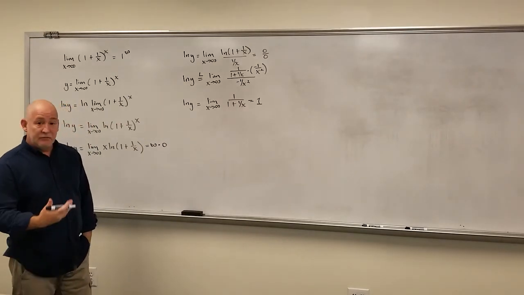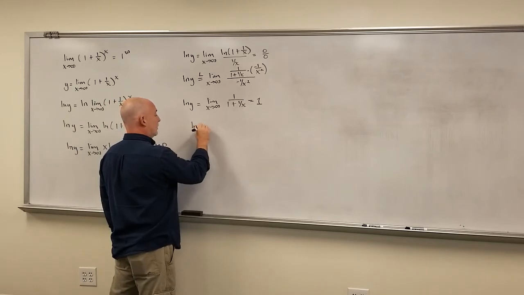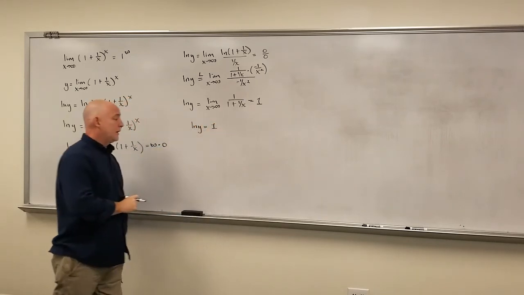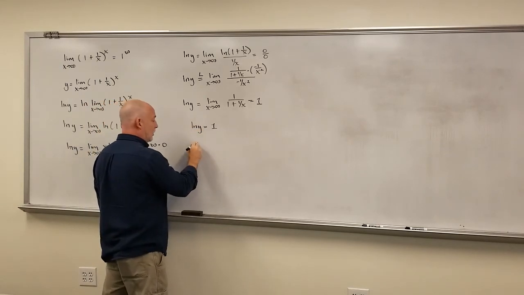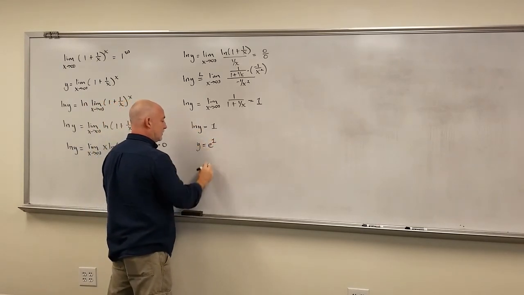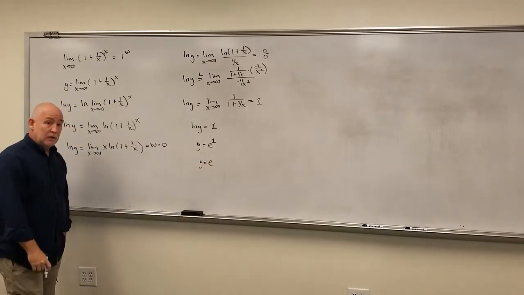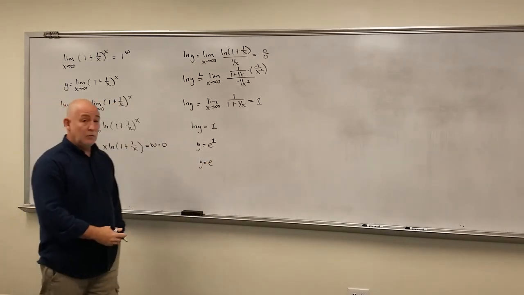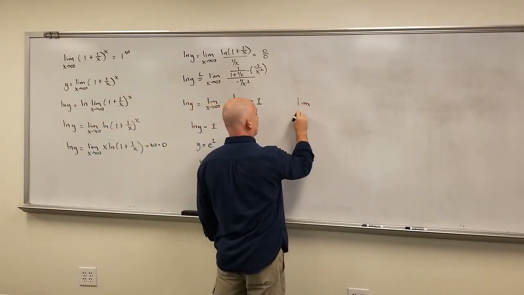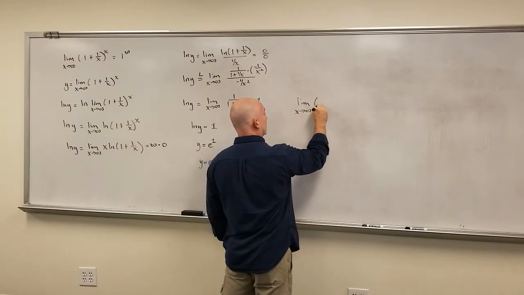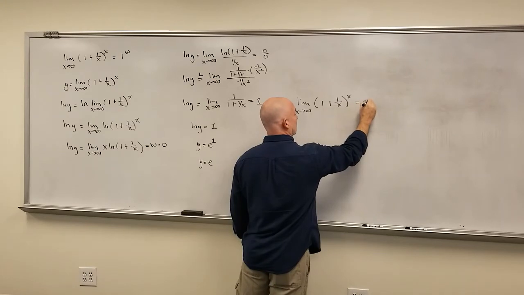That doesn't give us what our original limit is. This gives us the natural log of that. So all we have to do now is write this in exponential form, or exponentiate both sides. So y is equal to e to the first, or y is equal to e. Our number e, which means from way back in the beginning, we have a new definition of our number. It says the limit as x goes to infinity of 1 plus 1 over x to the x is e.